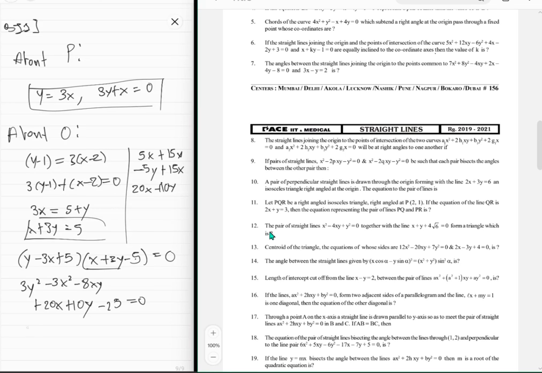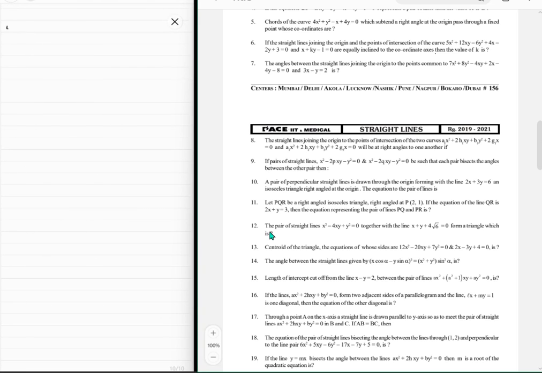So that is our pair of straight lines: 3y squared minus 8xy minus 3x squared plus 20x plus 10y minus 25 equal to 0, which is hopefully correct, I think. Next question. Question number 12.